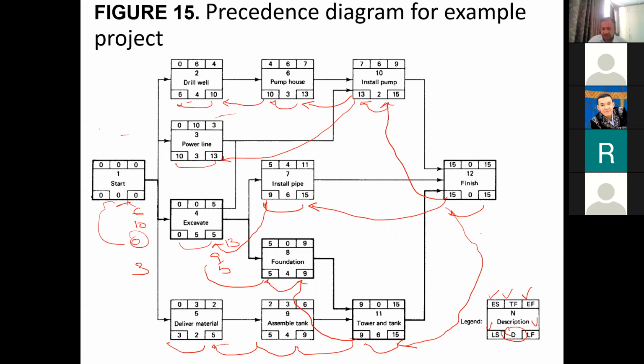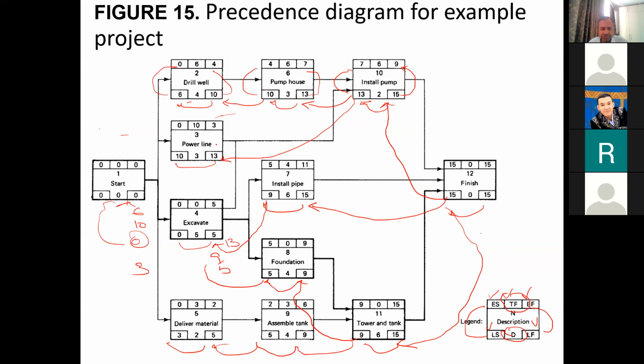And after doing the backward pass calculation, you can calculate the float. So float is given over here, TF. Float is equal to LS minus ES or LF minus EF. So float for this will be 15 minus 9 is 6. Or in other words, 13 minus 7 is also 6. 10 minus 4 is 6. 6 minus 0 is 6.